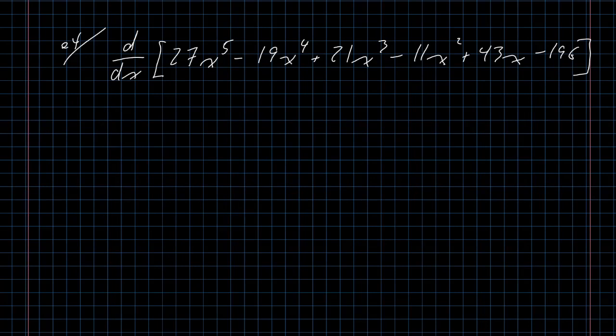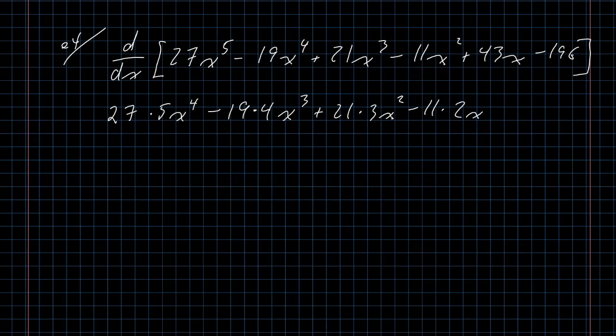effortlessly. I'll have 27 times the derivative of x to the fifth, which is 5 times x to the fourth. I'll have 19 times the derivative of x to the fourth, which is 4 times x to the 4 minus 1, which is 3. Then I'll have 21 times the derivative of x cubed, which will be 3x squared, minus 11 times the derivative of x squared, which is 2x, plus 43 times the derivative of x, which is 1, minus 196 times the derivative of 1, which is 0. Right? Derivative of any constant is a 0. We can get rid of that term without even having to think about it once you get into this habit.